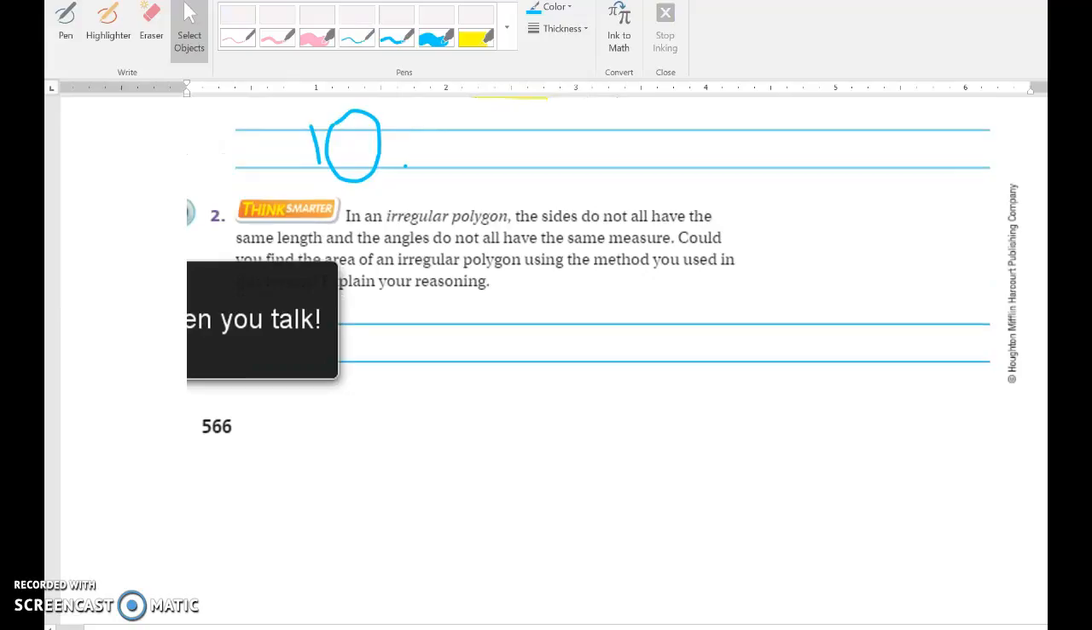Now, could we use this in an irregular polygon? Yes or no? Well, so the answer is basically no, because we're using the side length as a base, and each one is different. And the triangles are not congruent, right? They don't necessarily have the same height. So basically, if it's irregular, we just can't use this method.